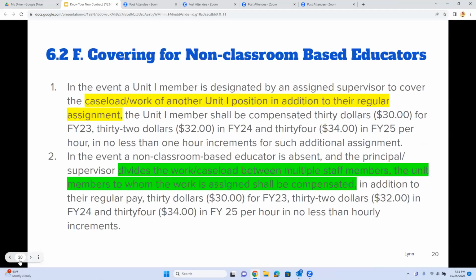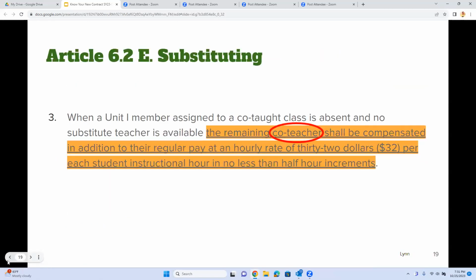Now, according to the Maryland State Department of Education, the special education classes that are mandatory are English language arts and math. Social studies is an every other day special education situation, and science does not have to be covered at all. So if you have a co-teacher in science and you're lucky enough to have one, if they're not there for that day, you don't get the sub pay for that. It's just English language arts and math.